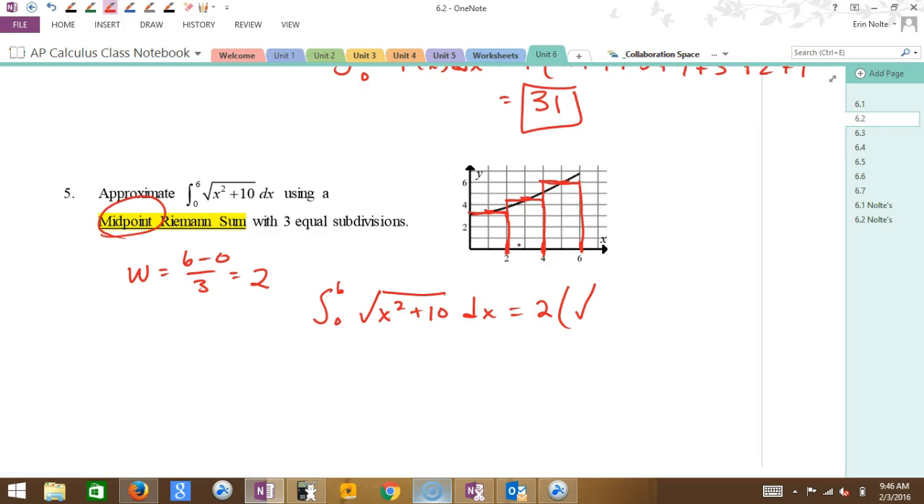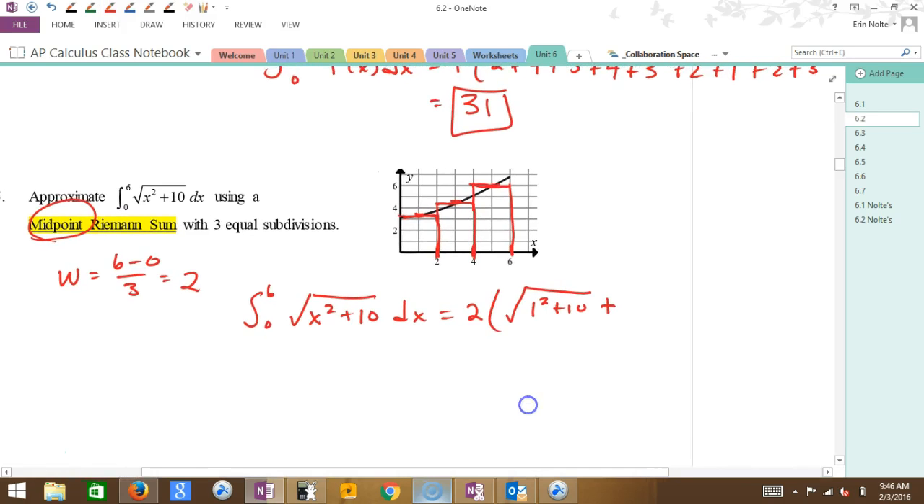So what's the x value I'm using? 1. So I would simply plug 1 into my function. Okay, so you would say 1 squared plus 10. If you wanted to simplify that and call that 11, that would be okay. Okay, what is the x value I'm using for the rectangle between 2 and 4? 3. So I would just plug 3 into my function. So it'd be 3 squared plus 10.